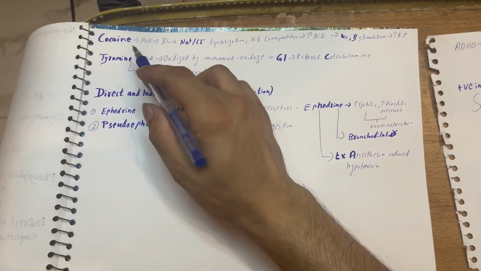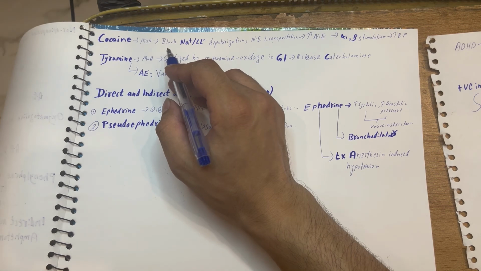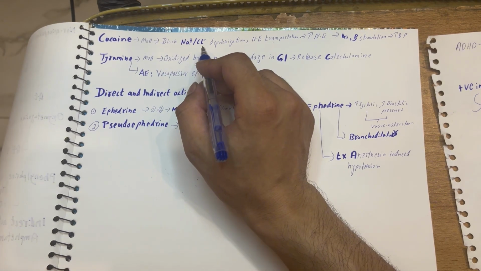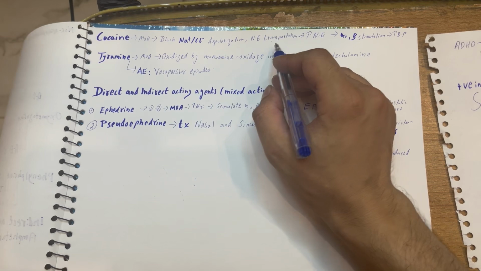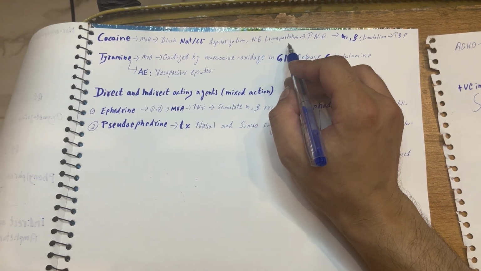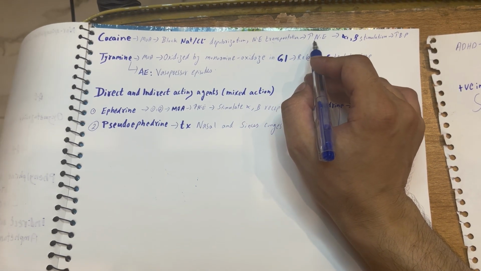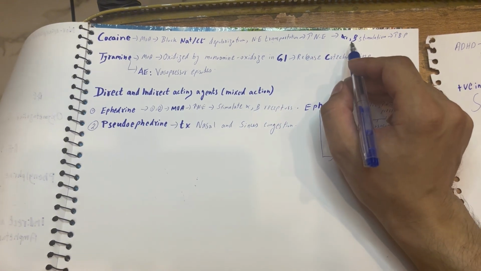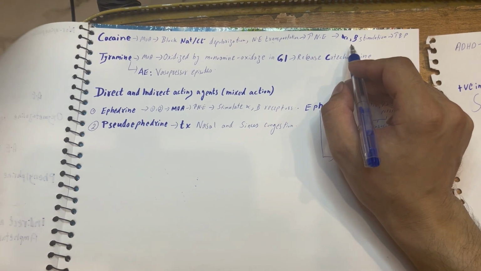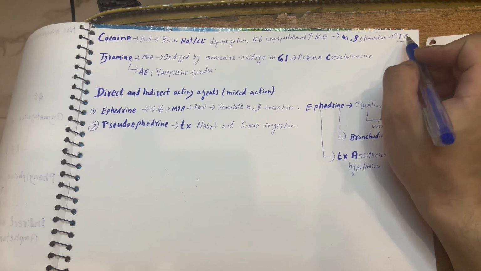The next drug is cocaine. Its mechanism of action is it blocks sodium and chloride ion depolarization. It also blocks norepinephrine transportation, that is, it increases norepinephrine. And it is also an alpha-1 and beta stimulant, that is, it increases blood pressure.